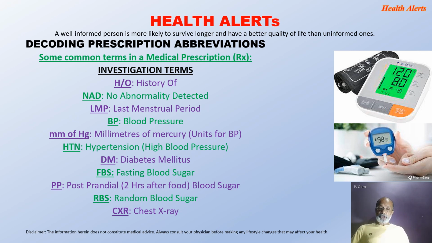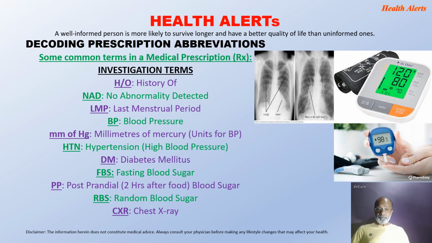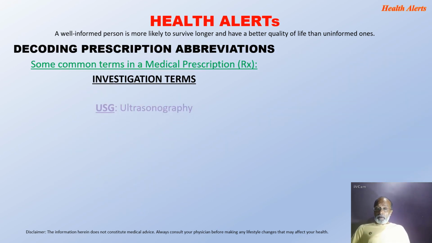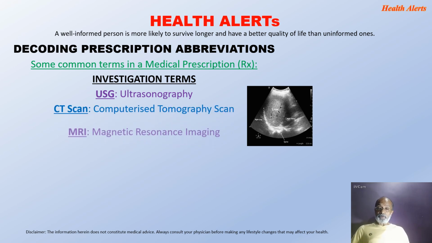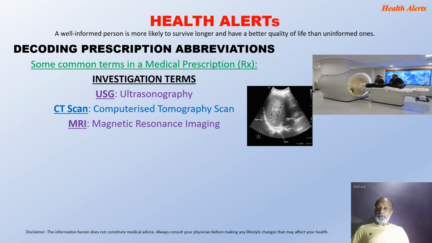CXR, that is chest x-ray. If you find CXR mentioned, then the doctor is advising you to go for a chest x-ray. If USG is found in any prescription, that means the doctor has advised to go for an ultrasonography. CT scan, if it is mentioned, it means computerized tomography scan. MRI, if it is mentioned, the doctor has advised the patient to go for a magnetic resonance imaging.